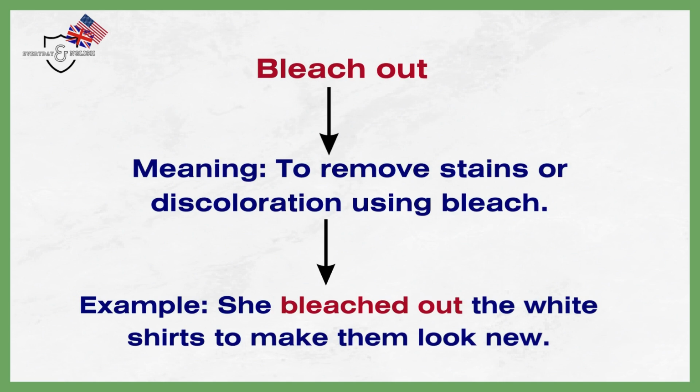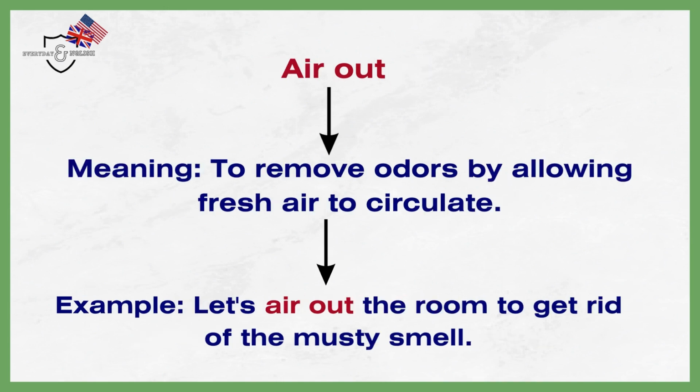Bleach out. Meaning, to remove stains or discoloration using bleach. Example, she bleached out the white shirts to make them look new. Air out. Meaning, to remove odors by allowing fresh air to circulate. Example, let's air out the room to get rid of the musty smell.